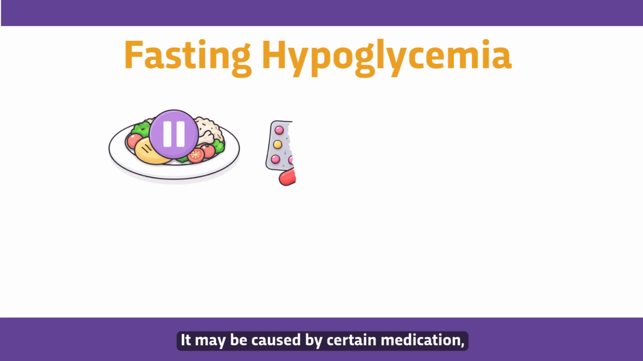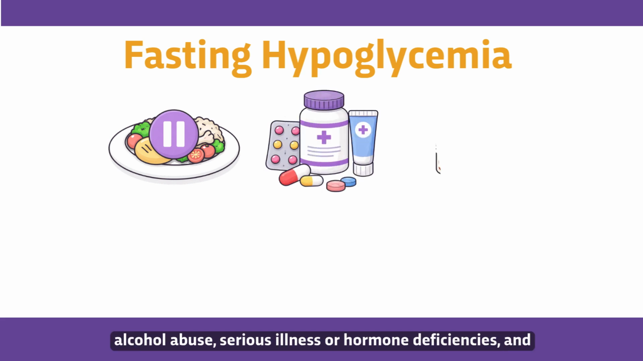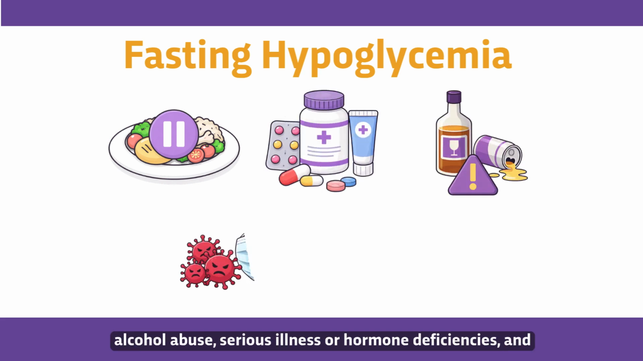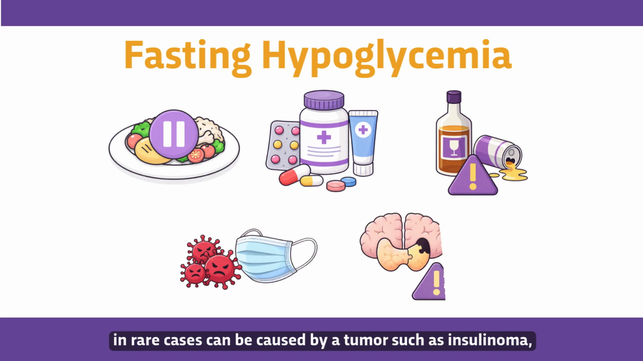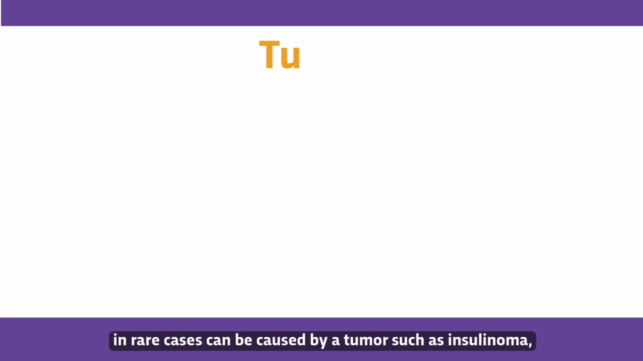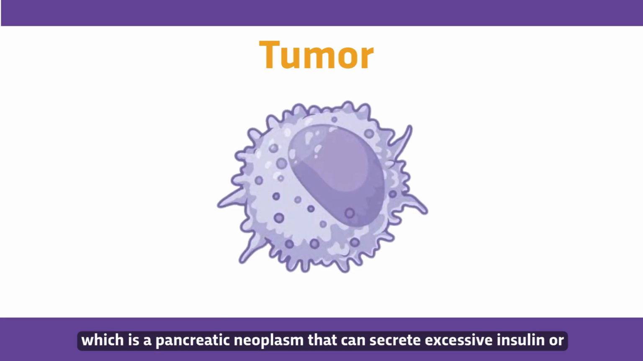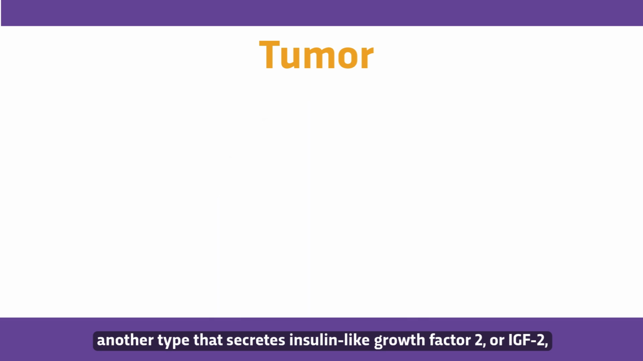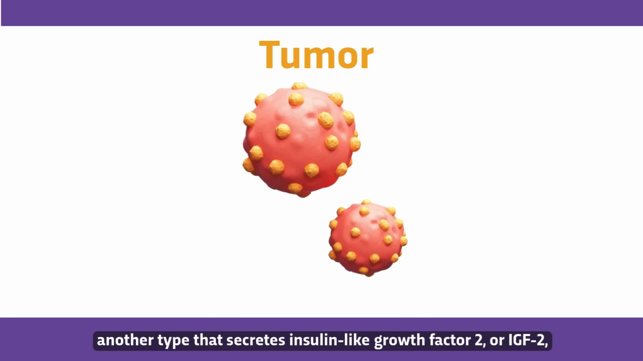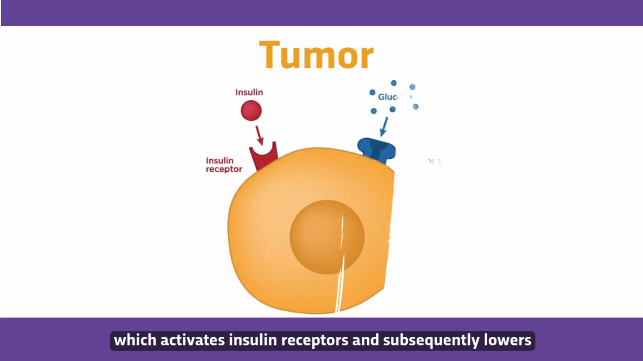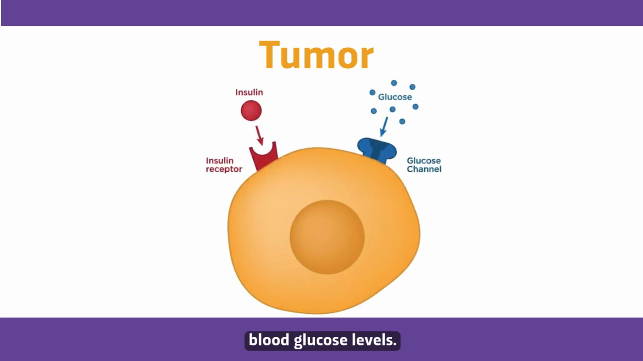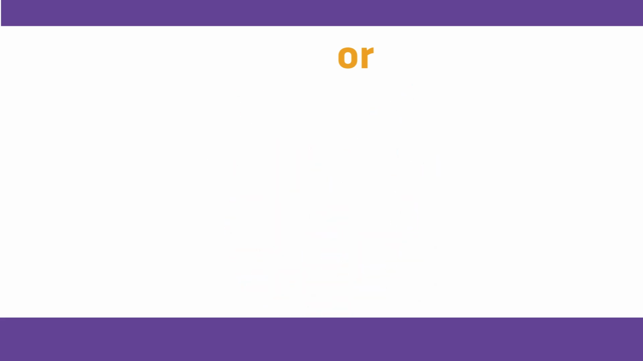It may be caused by certain medication, alcohol abuse, serious illness, or hormone deficiencies, and in rare cases can be caused by a tumor such as insulinoma, which is a pancreatic neoplasm that can secrete excessive insulin, or another type that secretes insulin-like growth factor 2, or IGF-2, which activates insulin receptors and subsequently lowers blood glucose levels.